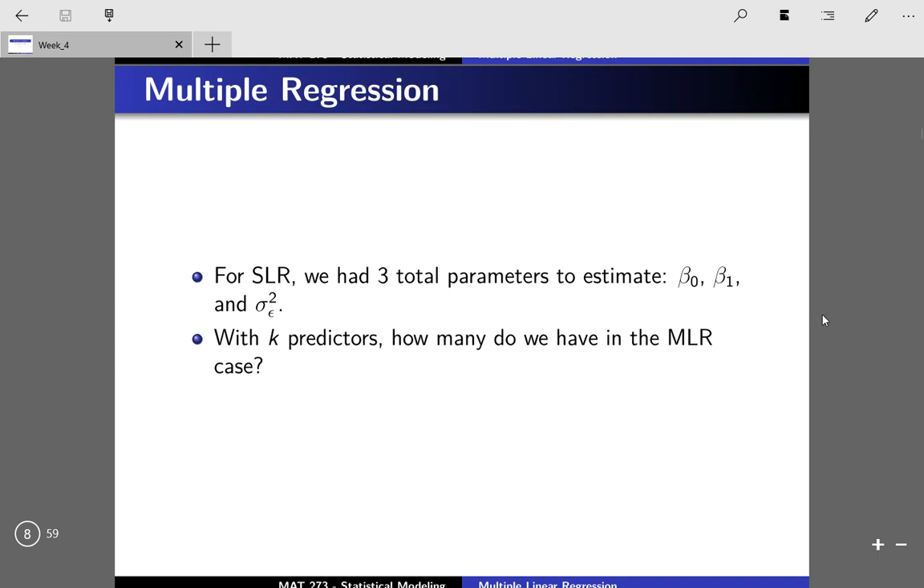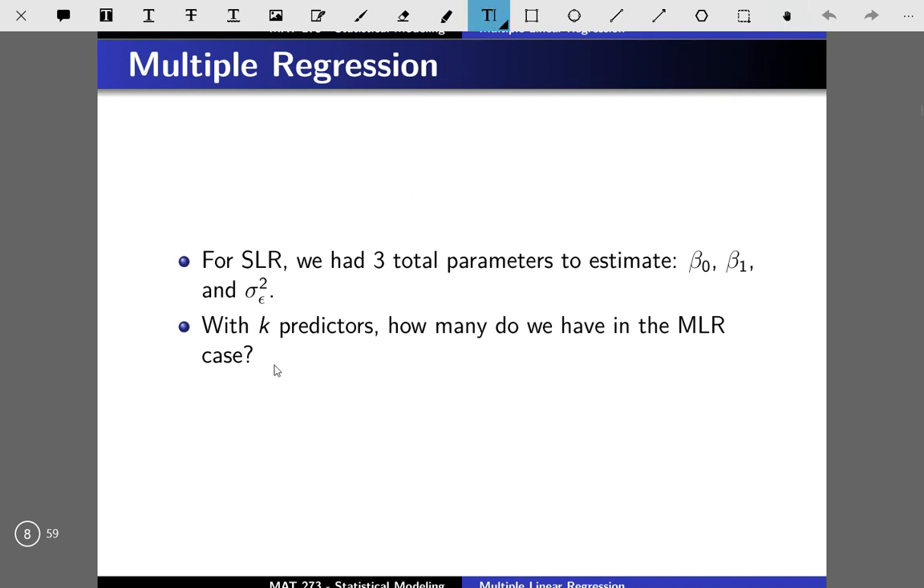So for simple linear regression, we had 3 total parameters that we needed to estimate: the intercept term, the slope, and the standard error of the regression, the standard error of the regression squared, actually. Now we can think about, with k predictors, how many parameters are we estimating now?